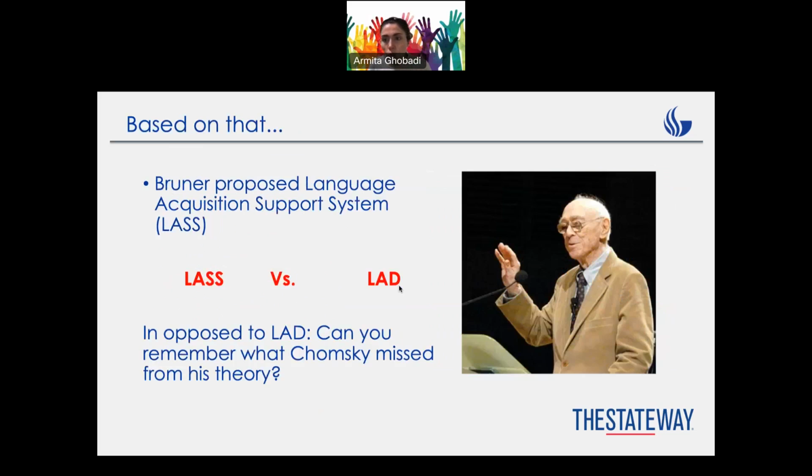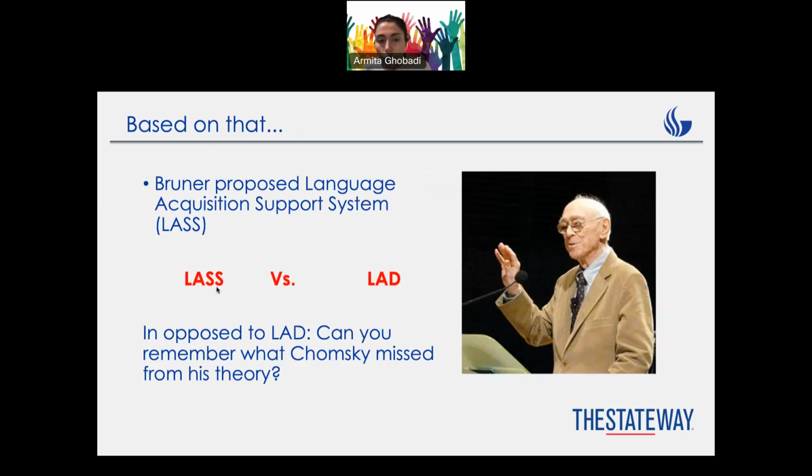Based on Vygotsky and sociocultural theory, another scientist called Bruner came up with the idea of the language acquisition support system, or LASS, L-A-S-S. LASS is in contrast with LAD, because LASS focuses more on the environment. LASS holds that yes, there might be a biological device, but this device must interact with the environment. And environment is just as important as biology. So we cannot say that there is a device and ignore the role of environment. We have to consider them equally.